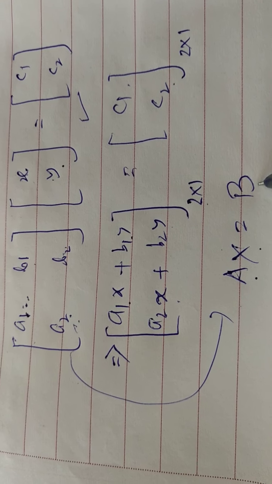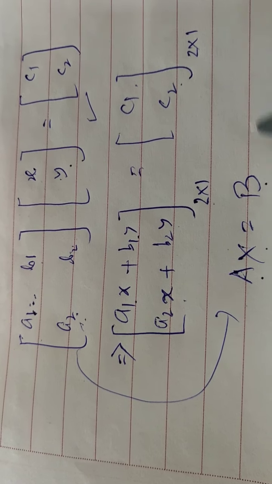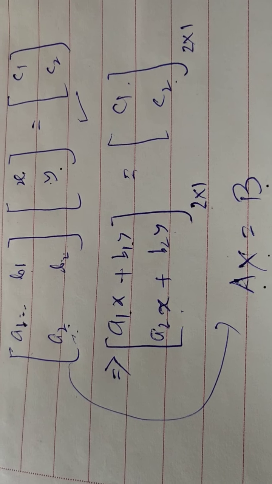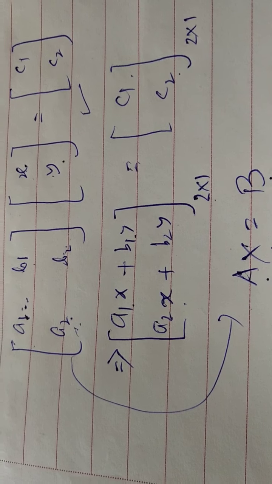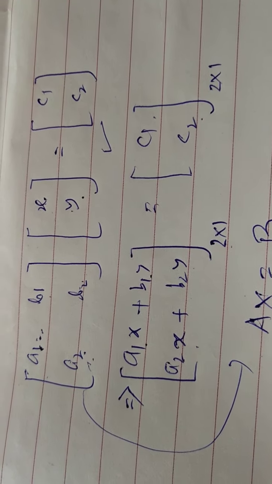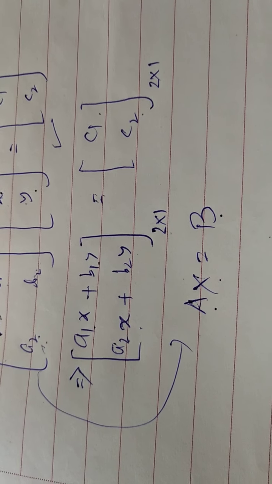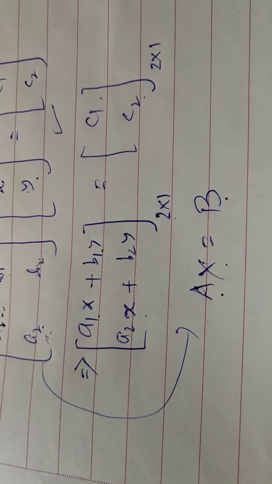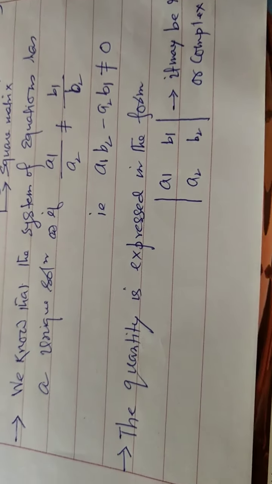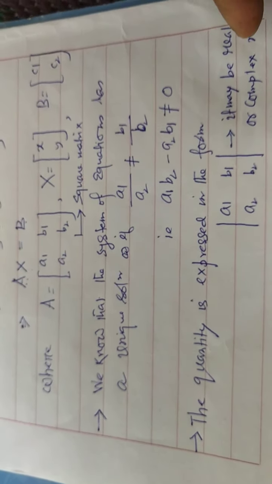So every system of simultaneous linear equations in two variables, or you may get 2 or 3 simultaneous linear equations, can be expressed in the matrix form like AX equal to B.